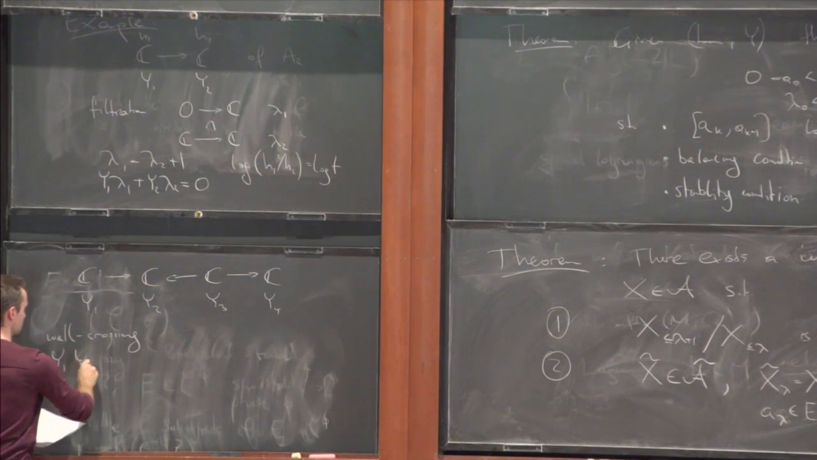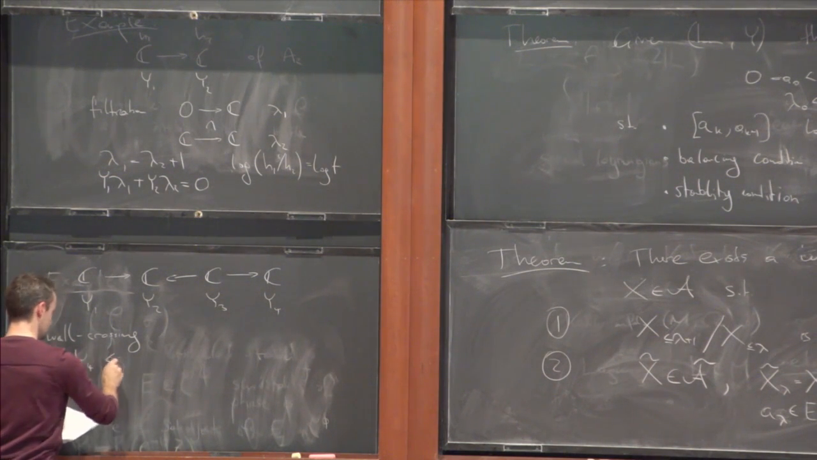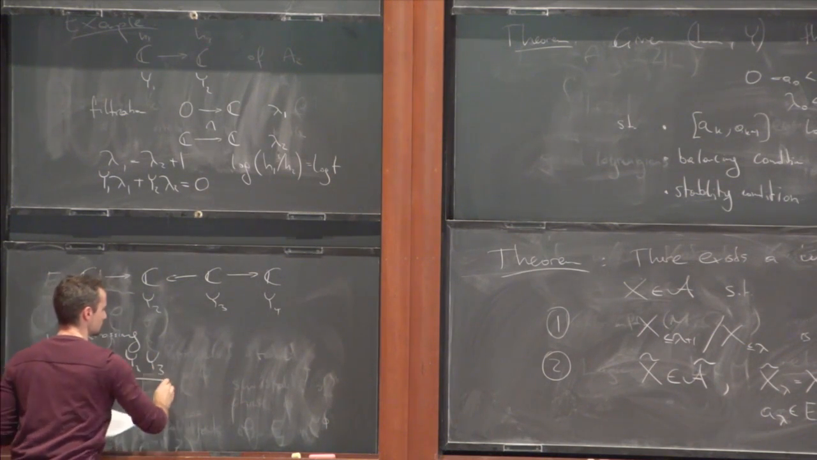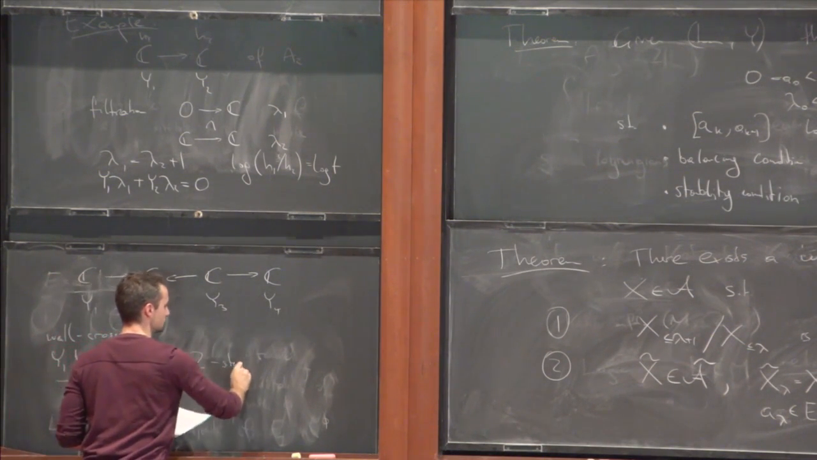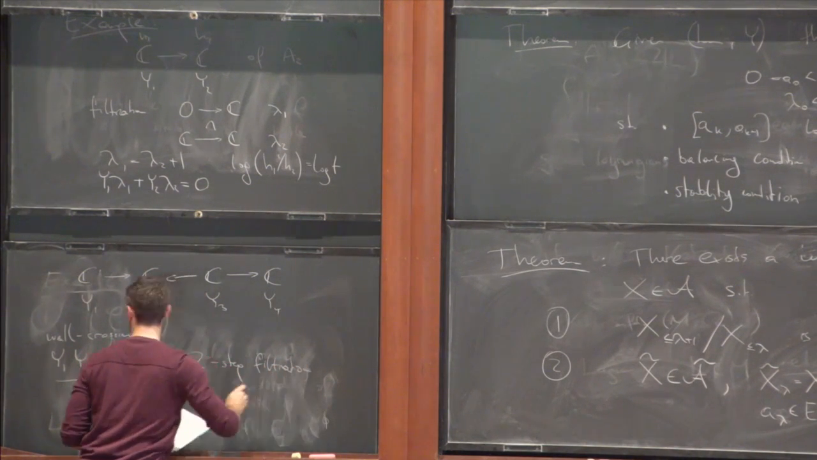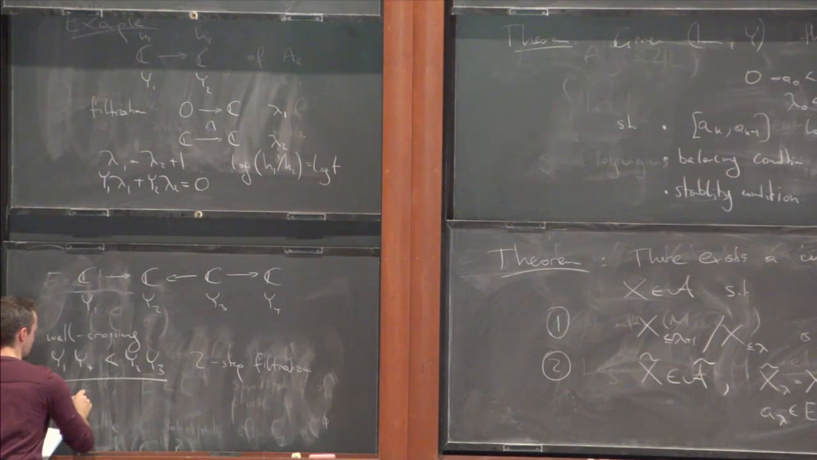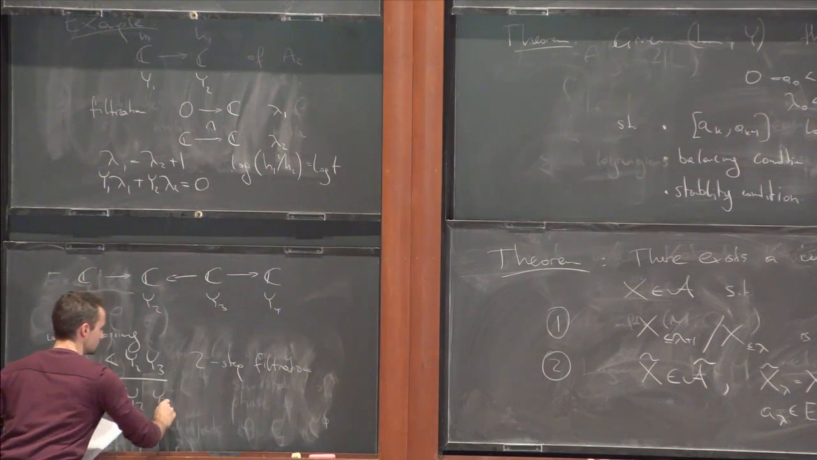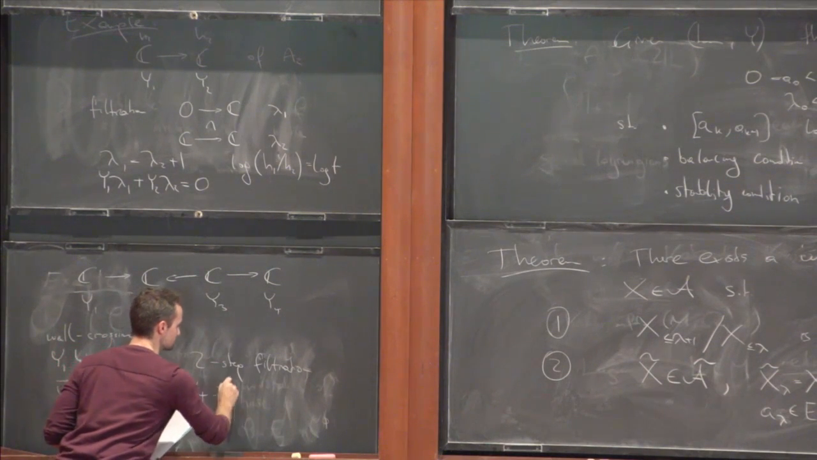So one chamber is where y1 times y4 is less than y2 times y3. You get a two-step filtration. And then in the other chamber, with the opposite inequality, you get a four-step filtration.